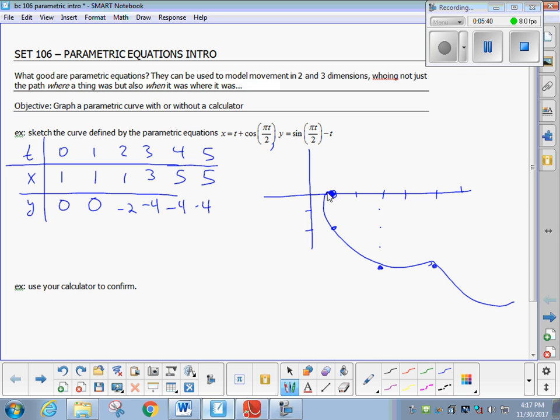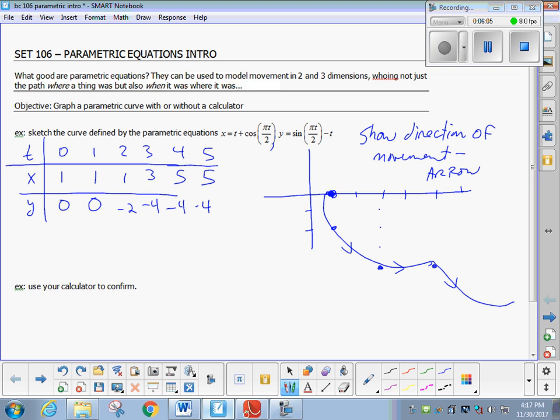Now, in parametric equations, you always show direction of movement because it is supposed to model movements. So you do that with an interior arrow by saying the particle moved this way. You need at least one. You could do more if you like, but always have one on the inside, not at the edge.